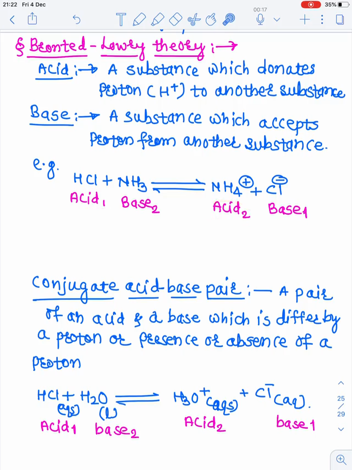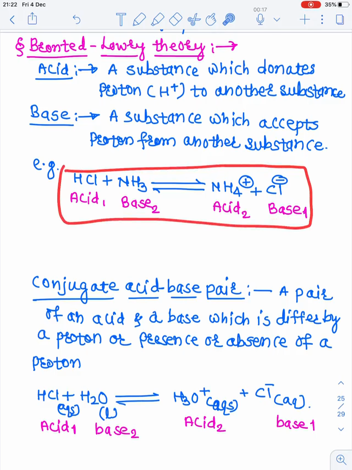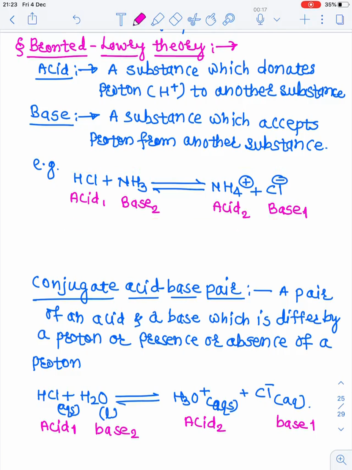And if we see NH3, that is ammonia, and the Cl negative ion, both of these will accept a proton, therefore they are bases. Therefore both these substances are bases. This is base 2 and this is base 1. Now if we consider this complete reaction, this is the reactant side and this is the product side.